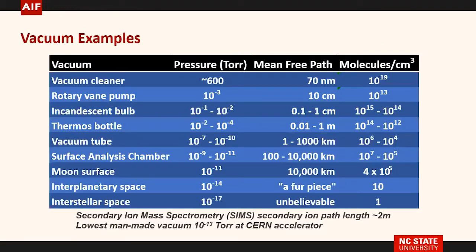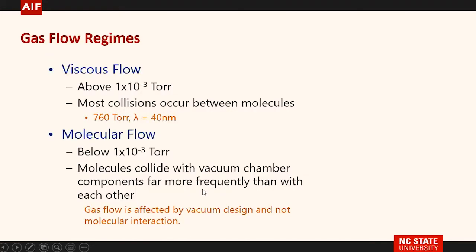However, if you look at some vacuum examples, there's our vacuum cleaner, your rotary vane pump, your forepump, at 10 to the minus 3 torr, your mean free path is about 10 centimeters. Now, you probably haven't seen a vacuum tube, but there your pressure is much lower. You're into kilometers. Our XPS system runs almost in the minus 11s, and now we're talking about hundreds of kilometers. And for the people at Jefferson Lab, the best known vacuum in the world has been at CERN, 10 to the minus 13. So you're out there in space.